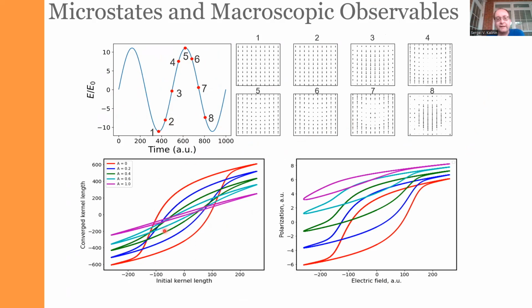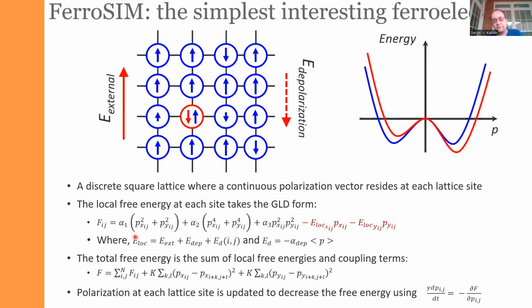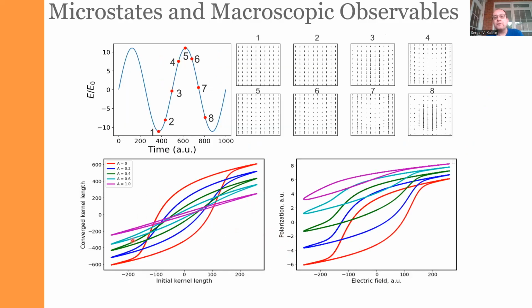And of course, we can calculate these hysteresis loops as a function of the material's parameters. So in our case, these parameters alpha 1, alpha 2, alpha 3, and so on. And we can calculate these hysteresis loops as a function of the electric field, as a function of time, or as a function of temperature.